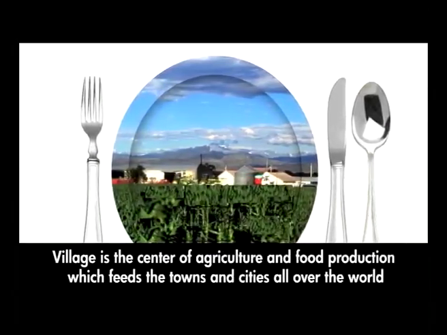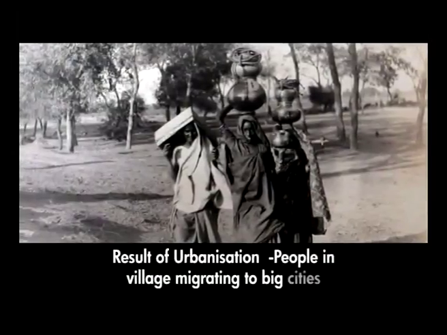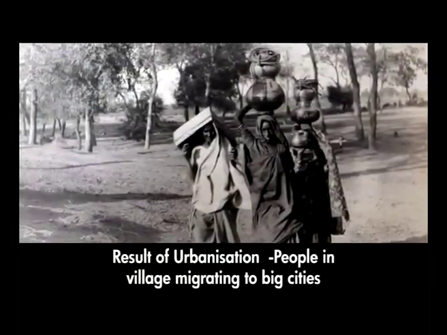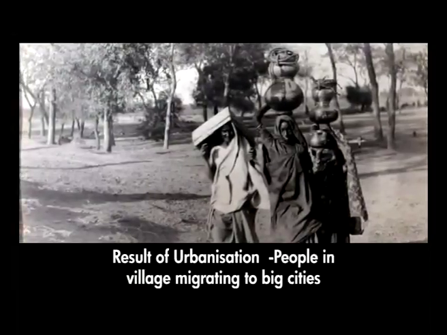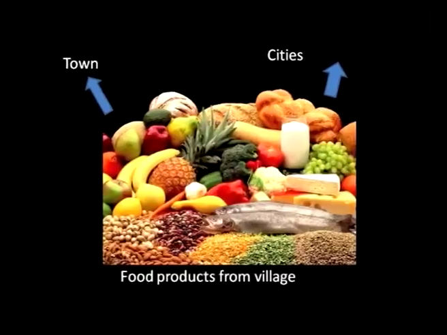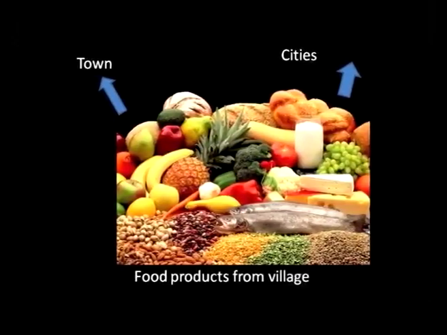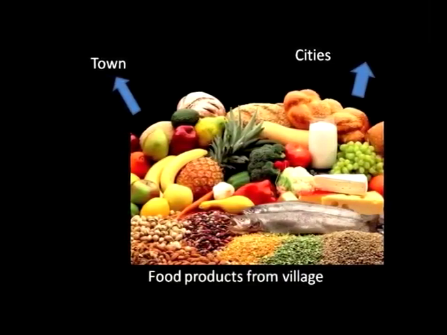and which feed the towns and the cities. This is the result of urbanization, the increasing popularity of life in the cities, which has led to people from villages and towns migrating to live in big cities. The dependency of towns and cities on the villages as a source of food has increased today, and villages are vitally the lifelines of cities today.